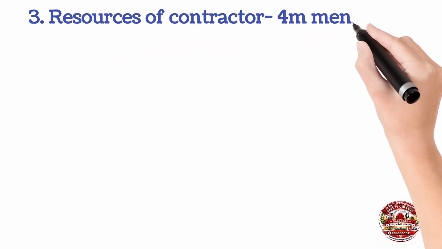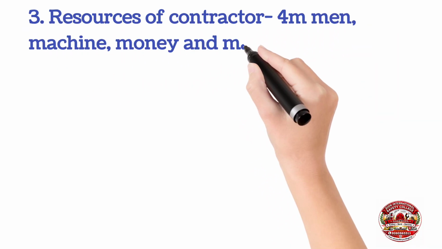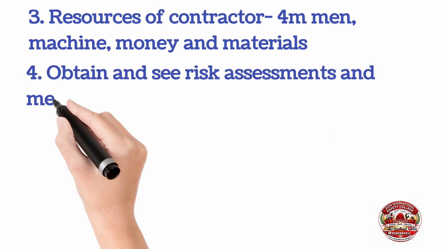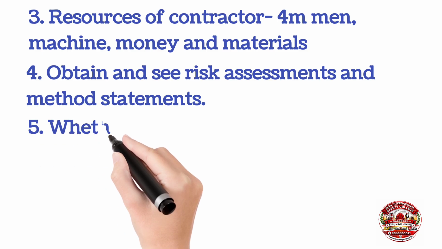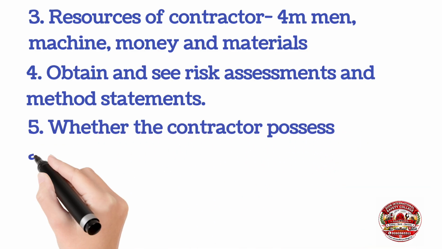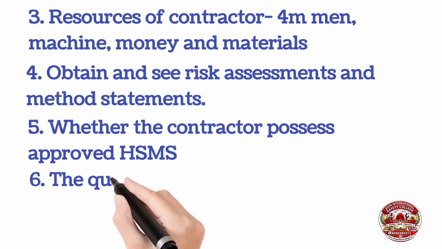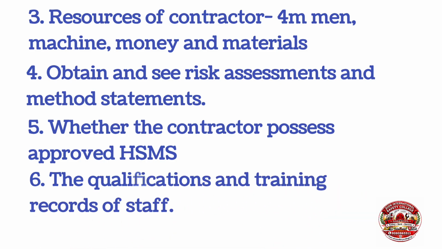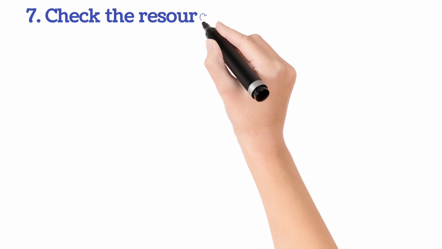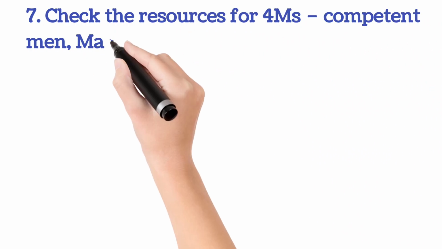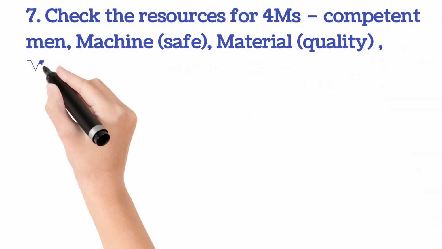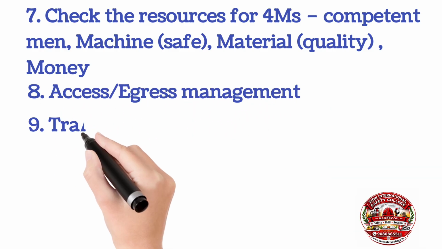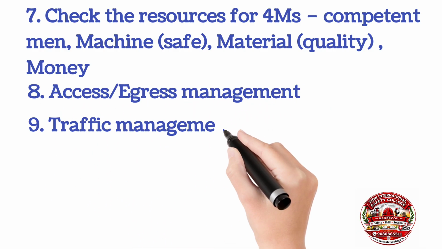Resources of the contractor. 4M: men, machine, money, and materials. Obtain and see risk assessments and method statements. Whether the contractor possesses an approved HSMS. The qualifications and training records of staff. Check the resources for 4Ms: competent men, safe machine, quality material, money. Access egress management. Traffic management.